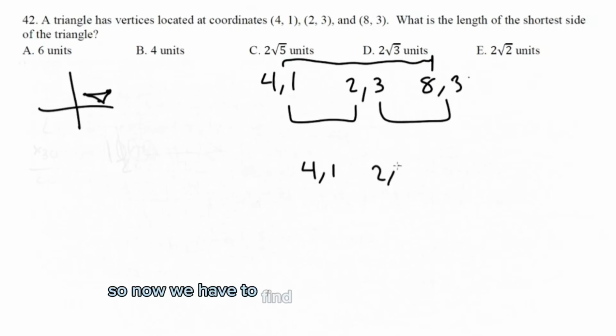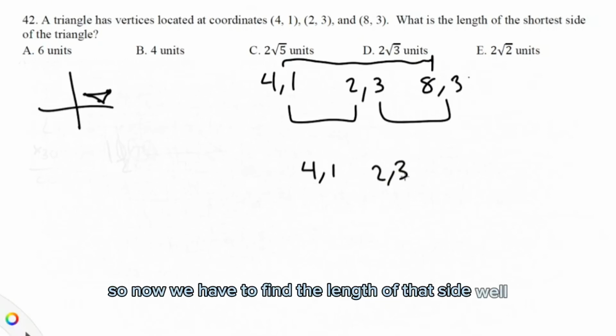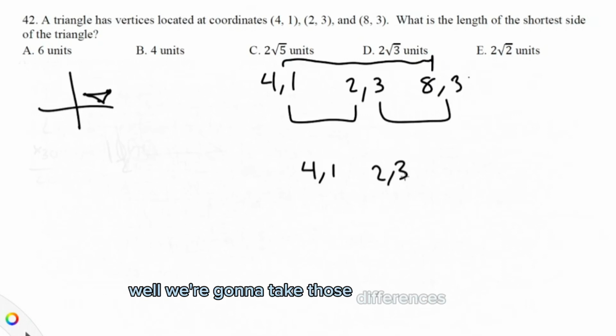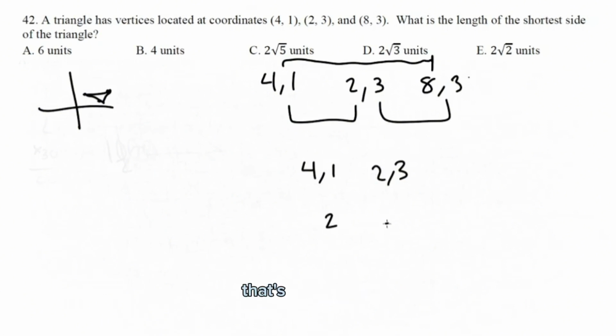So now we have to find the length of that side. Well, how are we going to do that? We're going to take those differences between the x's and y's and solve for the distance. So how do we do that? Well, 4 minus 2, right? That's 2. And 1 minus 3, that's negative 2.